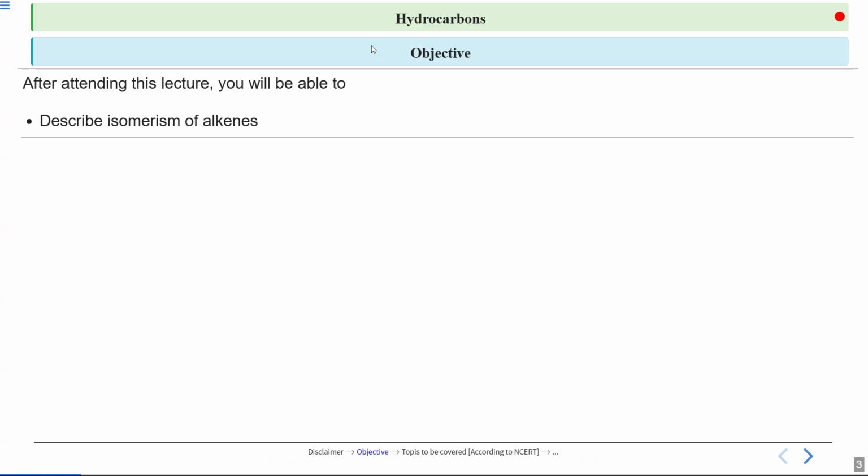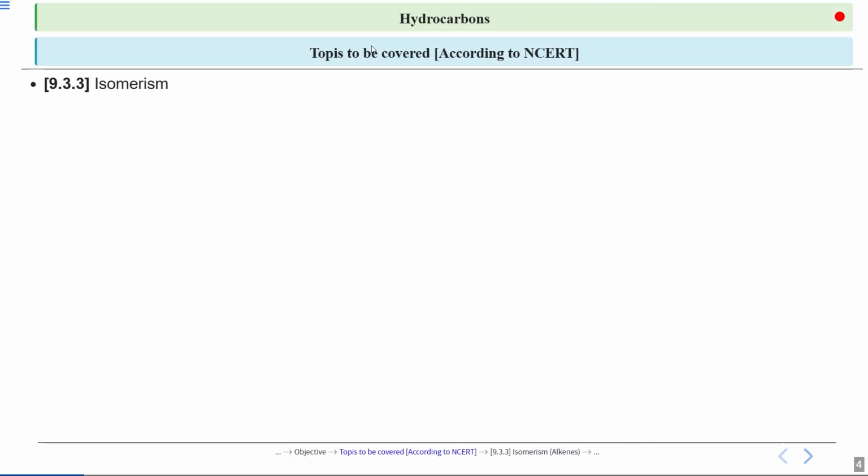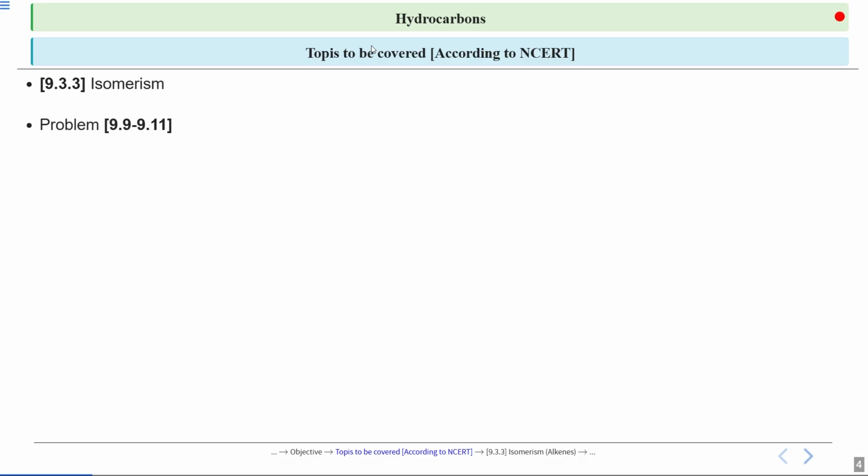So we have already seen that alkanes are capable of showing isomerism. Now we will do the same for the alkenes. If I talk about the specific names of the NCERT sections that we are going to cover, then obviously we will see the 9.3.3, which is isomerism. Then after, we will see the problem 9.9 to 9.11 from the NCERT book. After that, we will have a quick short summary of the topics that we have discussed today in today's class, right?